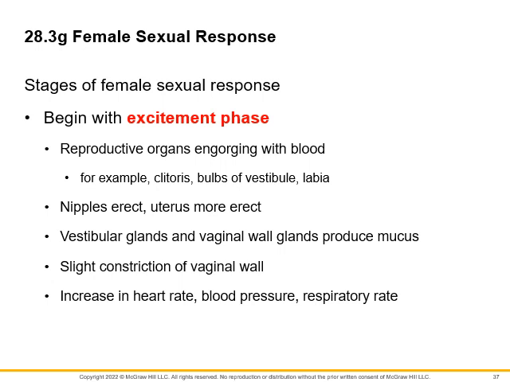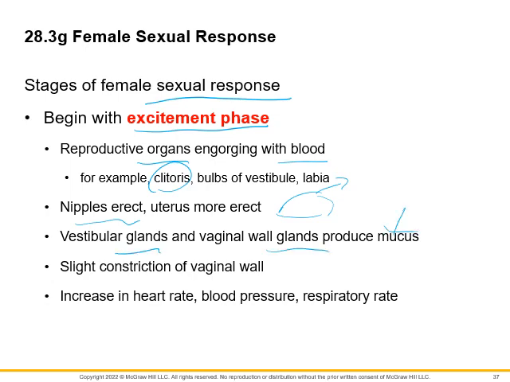The last couple slides, we'll go through the stages of female sexual response, and then we'll end talking about birth control. So the female sexual response begins with the excitement phase. The reproductive organs are going to engorge with blood. Remember, the clitoris has the corpora cavernosa. The nipples can become erect, and the uterus, instead of laying kind of flat, can move up just a little bit. Vestibular glands and vaginal walls are all going to produce mucus. You're going to have a slight constriction of the vaginal wall, and an increase in heart rate, blood pressure, and respiratory rate.